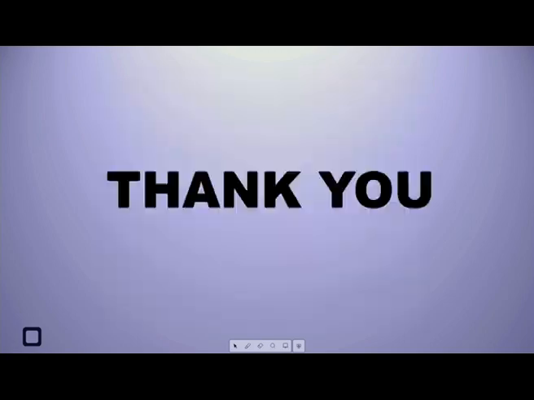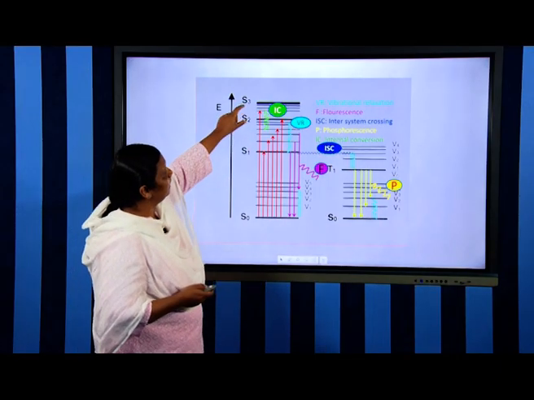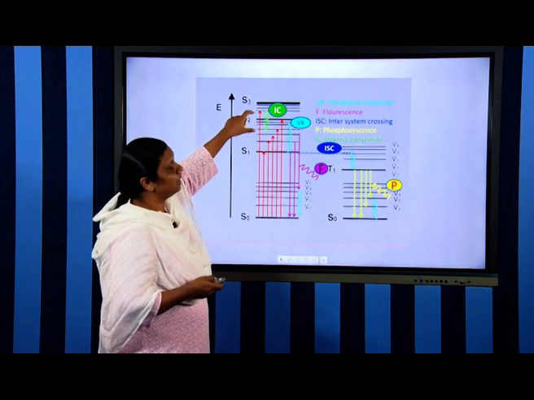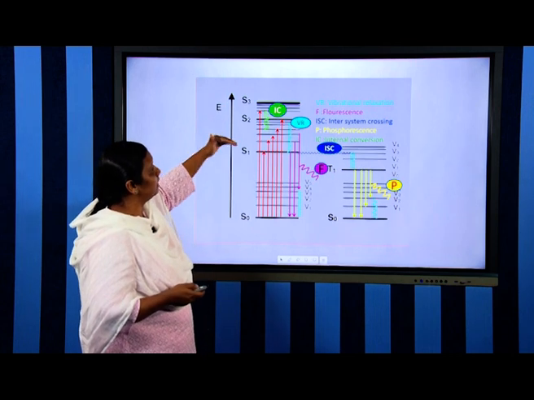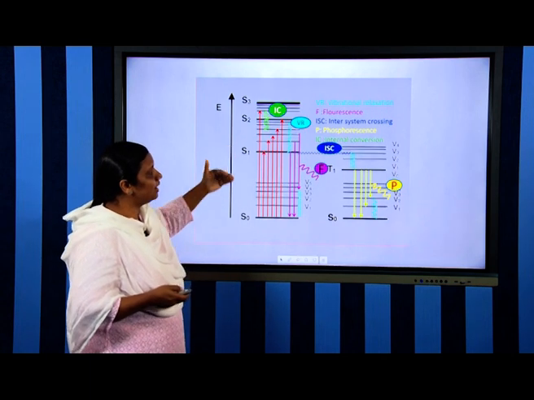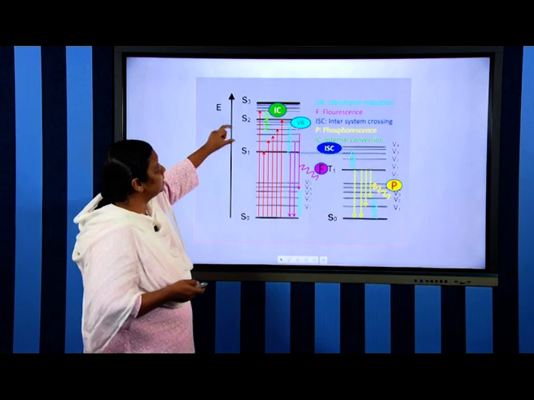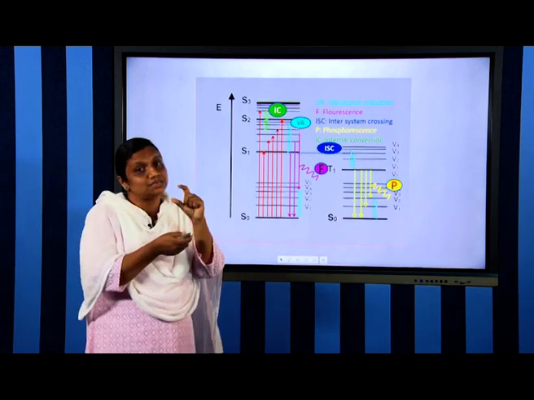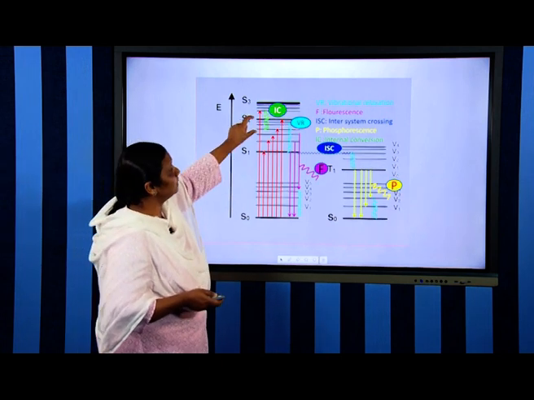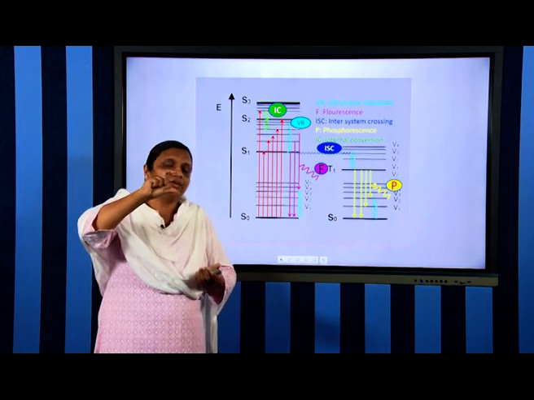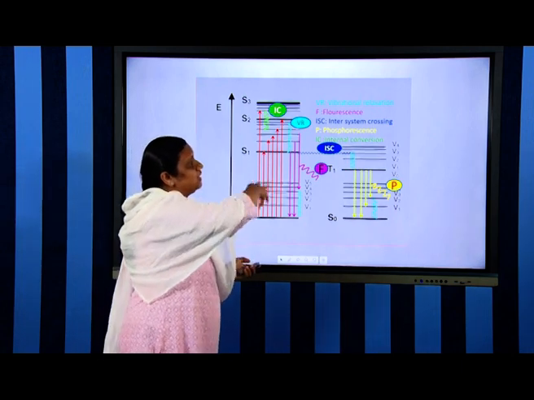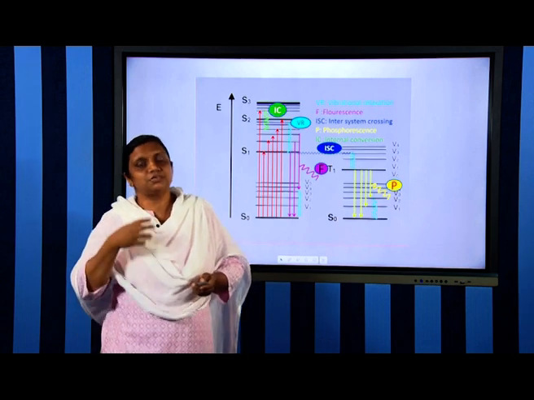Internal conversion happens between electronic states of the same multiplicity, at different energy levels, between S3 and S2 and S1. Internal conversion will not happen between S1 and S0. That's because the energy gap between S2 and S1 is less when compared to the energy gap between S1 and S0. So, internal conversion happens wherever there is lesser energy difference. So, all these things can be depicted using a Jablonski diagram.